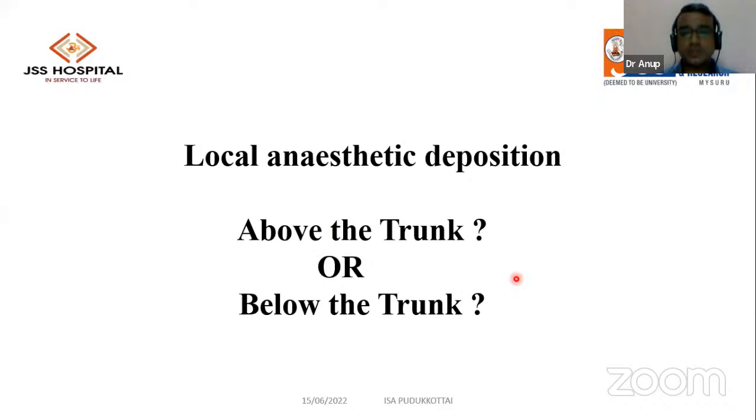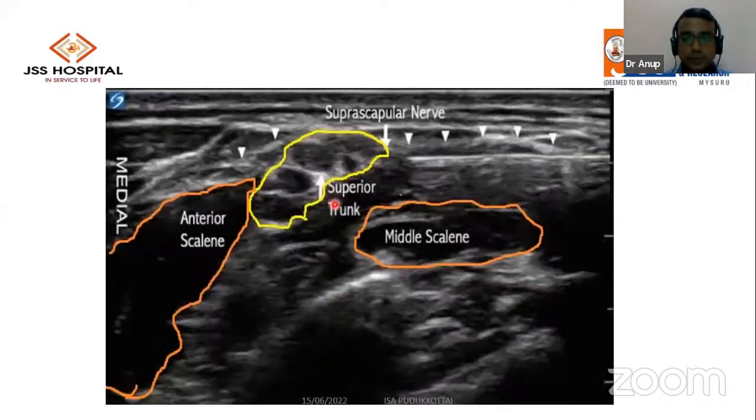Now, where do we deposit the local anesthetic? Do we deposit it over the trunk or below the trunk? There are studies which tell that whether you deposit over or below, the effect is not so much different because it spreads invariably. But a few studies state that if you deposit 5 ml above the trunk and 5 ml below the trunk, the onset of action is faster, nothing else.